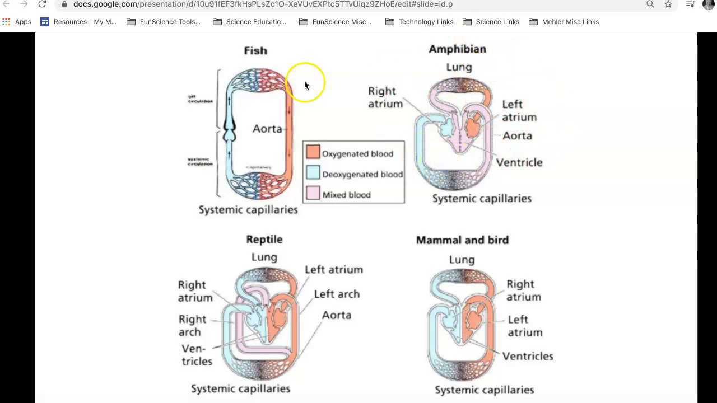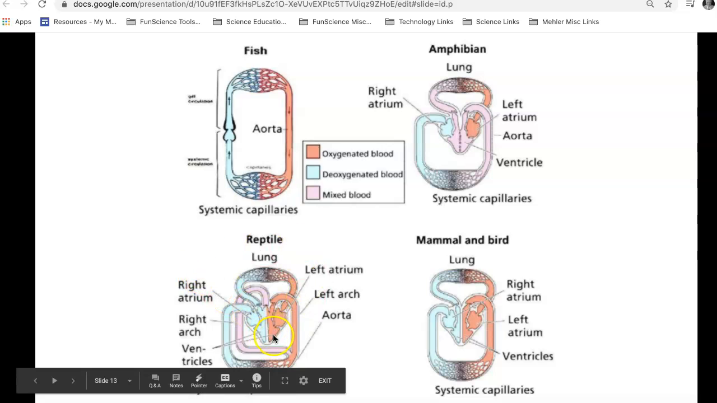Amphibians have a 3-chamber heart, 1, 2, and this is really one chamber. There's the beginning of a wall here that starts during reptiles. Reptiles have what's called a 3.5 chamber heart, and by the time mammals have evolved, their circulatory system is a full 4-chamber heart.